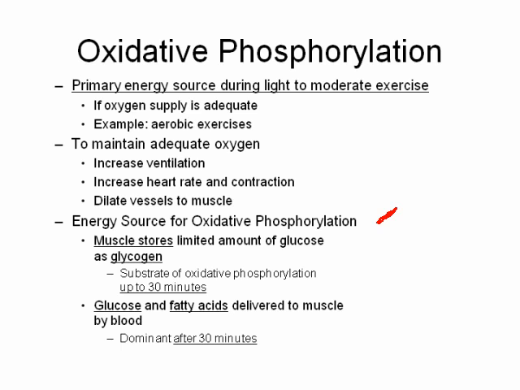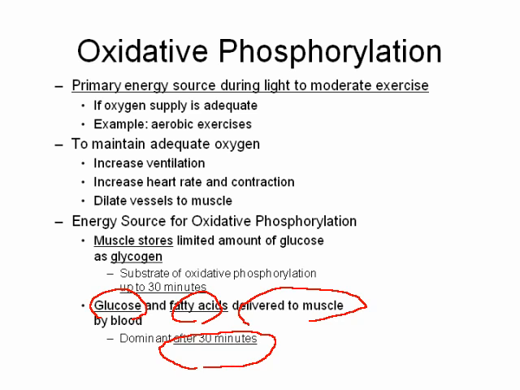So the energy source for oxidative phosphorylation, well, first of all, there are muscle stores. We've talked in previous lectures about glycogen. Remember, glycogen is basically a storage form for carbohydrates, and it is a substrate for oxidative phosphorylation for up to about 30 minutes. So it's why it's limited to light to moderate levels of exercise. So glycogen gets used up in about 30 minutes. Then glucose and fatty acids delivered to the muscle by the blood dominate after 30 minutes.